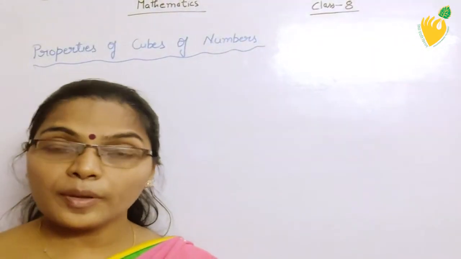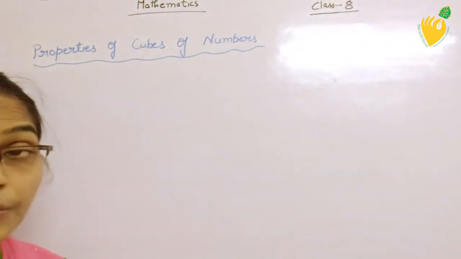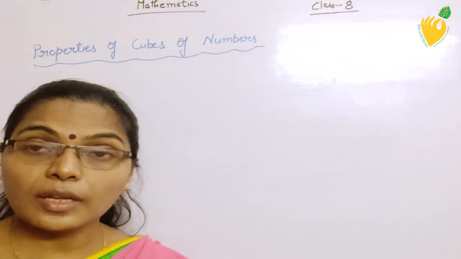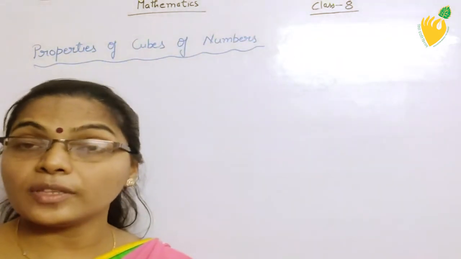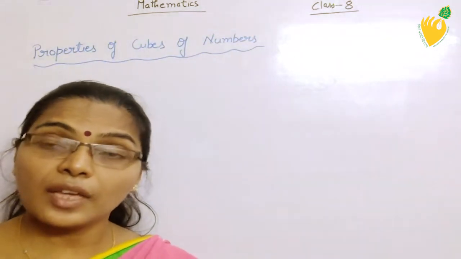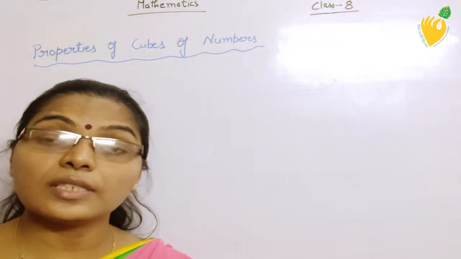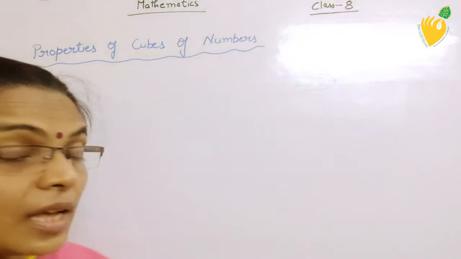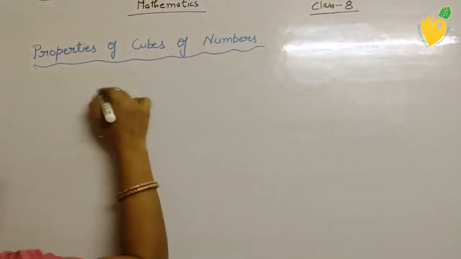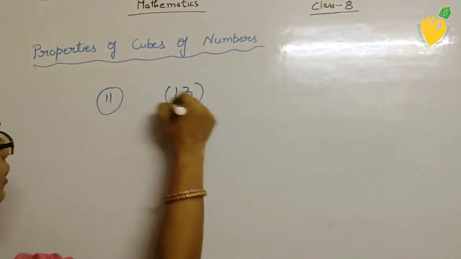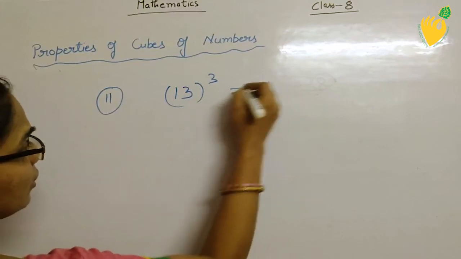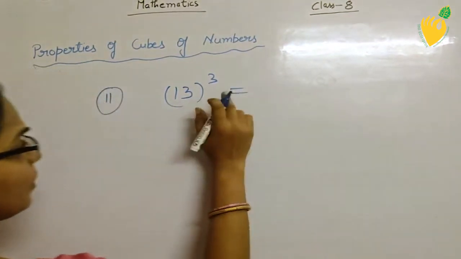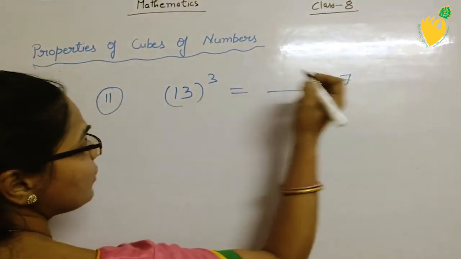Similarly, students, there is one more property related to the previous property: if any number ends with the digit 3, then the cube of that number will end with the digit 7. And if any number ends with the digit 7, then the cube of that number will end with the digit 3. See how? Suppose 13. The cube of this number will end with the digit 7.